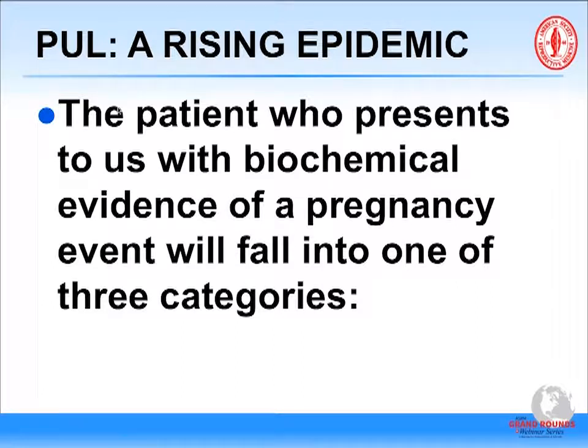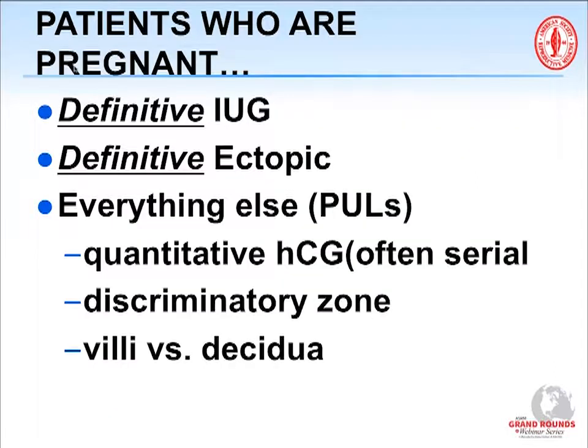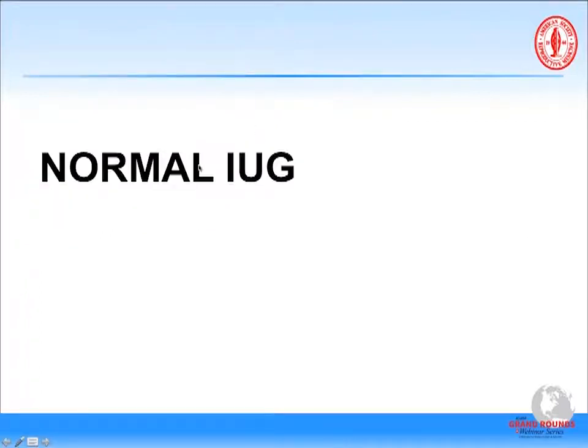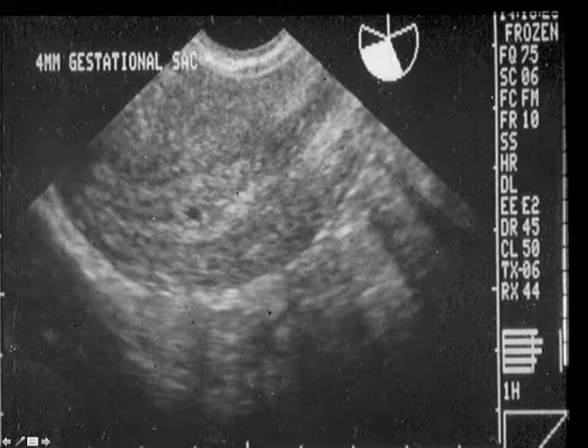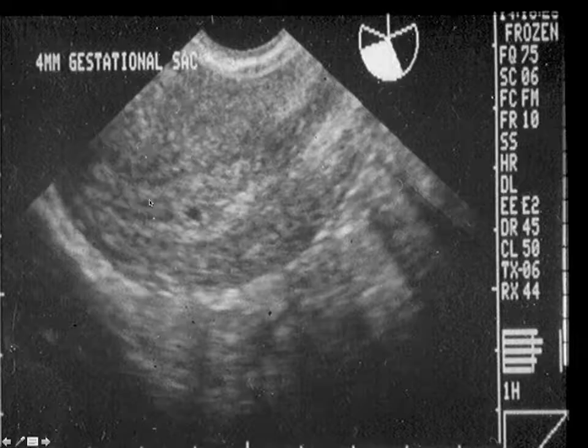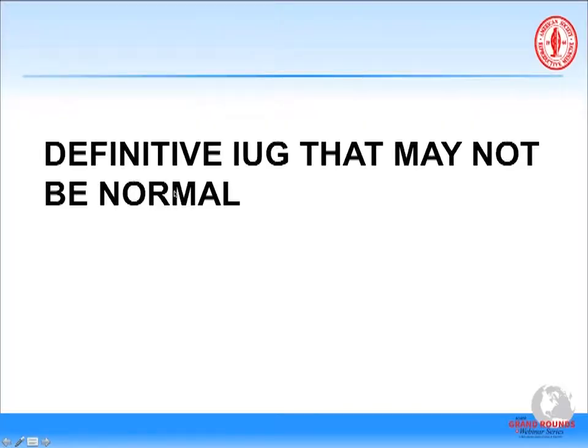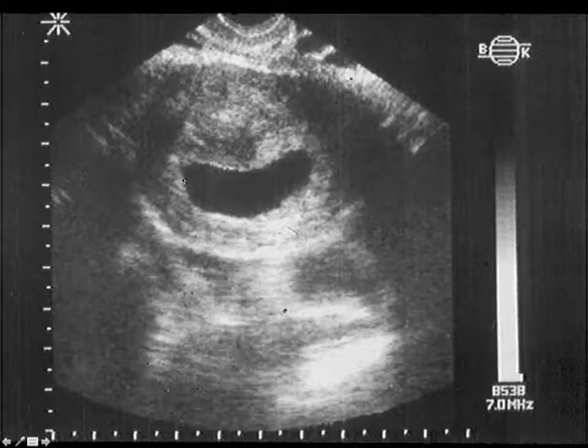I say to you, the patient who presents to us with biochemical evidence of a pregnancy event but is now staining can fall into one of 3 buckets. She can have a definitive intrauterine pregnancy. Okay, you put the probe in and you see a gestational sac burrowing in posteriorly, you've made the diagnosis. She could have a definitive intrauterine that isn't normal. She has a big old empty sac and she's a case of failed pregnancy.